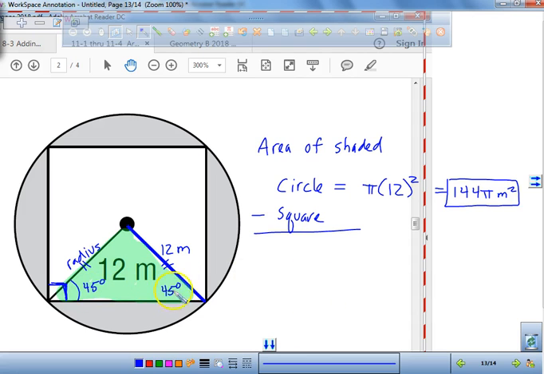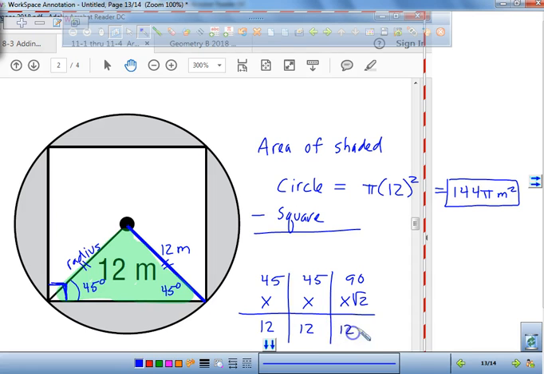Now, this is a 45, 45, 90. So 45, 45, 90, x, x, x radical 2. You're going to put a 12, and a 12, and a 12 radical 2. Which means this side is 12 radical 2, and this side is 12 radical 2, which means this side is also 12 radical 2. So every single side of the square is 12 radical 2.